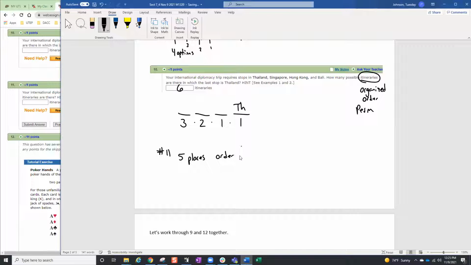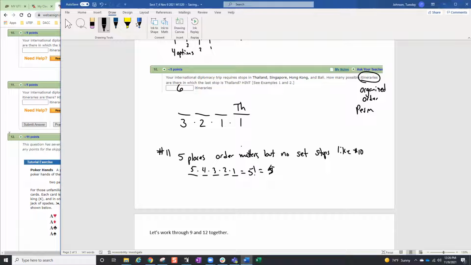Order matters, but no set stops like number 10. So 5 places, I'm going to end up with 5 factorial. All right, so that would be my answer for this one.